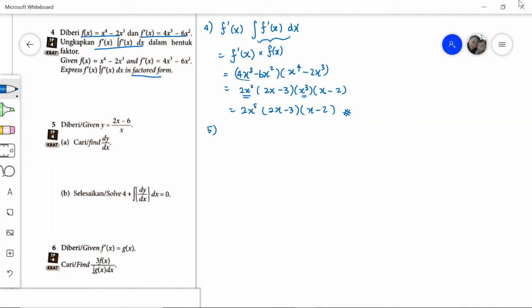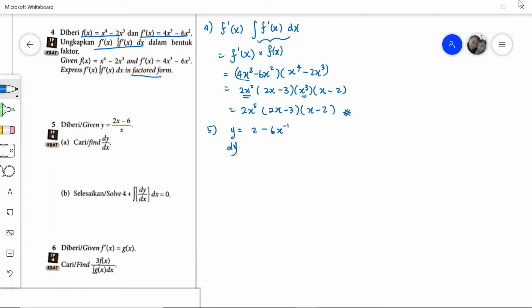Number 5, we are given y equals (2x minus 6) over x. Now, I can choose to write in two separate terms instead of a quotient form, because I don't want to apply the quotient rule, I go the easy way. So (2x minus 6) over x can be written as 2x over x, which is 2, and then minus 6 over x, where the x I can bring up and write in the negative index form.